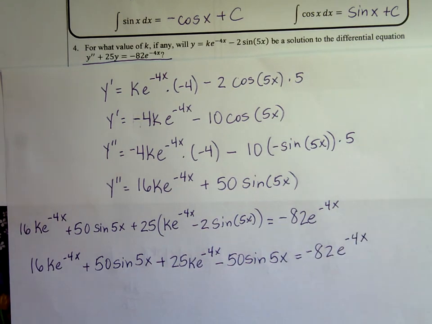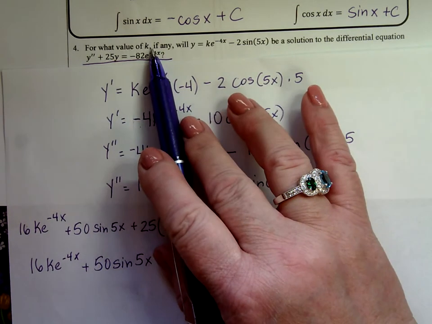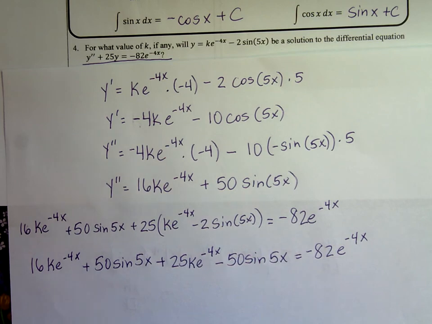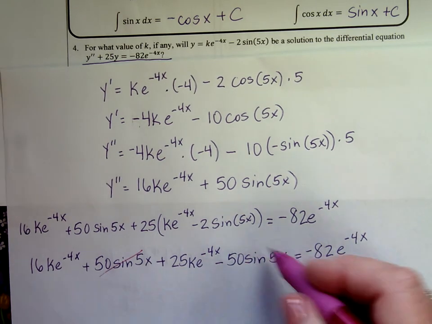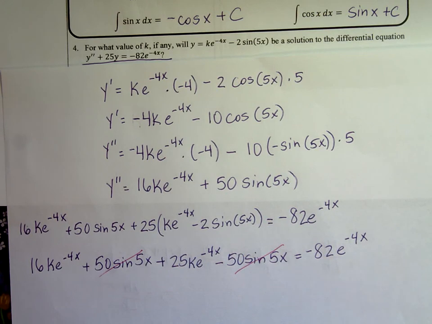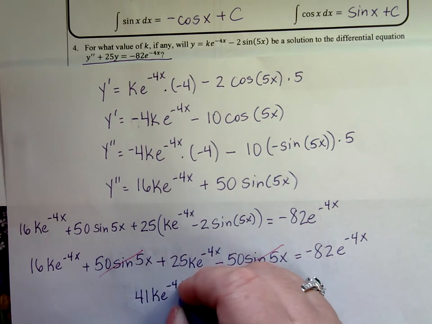Woo! Now what should happen at this point, if you've done things correctly, you're trying to figure out what k equals. That's what the job is. What's the value of k? So I've got to go back here. Things should cancel out so that I don't have any terms that don't have a k in it. So I look at this, 50 sine of 5x minus 50 sine of 5x, bye-bye. You're gone. And what I'm left with is 16k e to the negative 4x, 25k e to the negative 4x. These are like terms, so I'm allowed to add them together. 16 and 25 is 41k e to the negative 4x power equals negative 82.